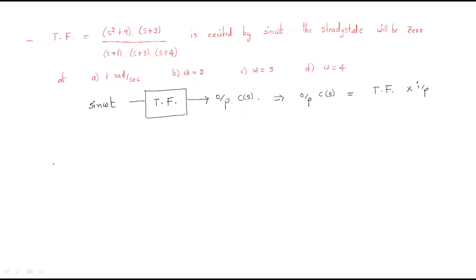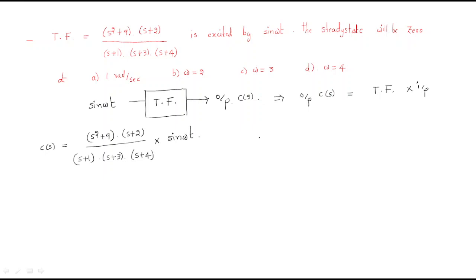So here C of s equal to, the transfer function value is (s square plus 9 into s plus 2) by (s plus 1 into s plus 3 into s plus 4), into input. What is input? Sine omega t.